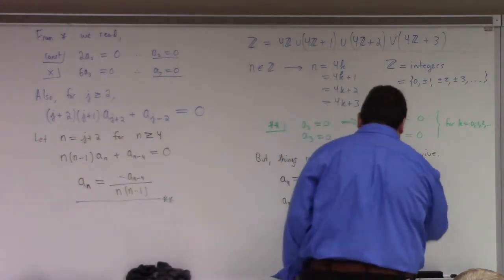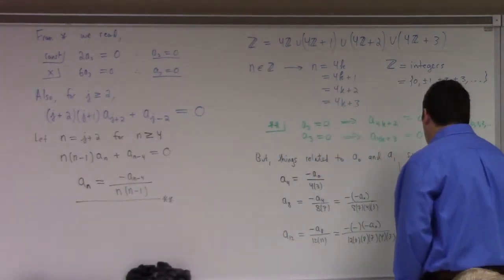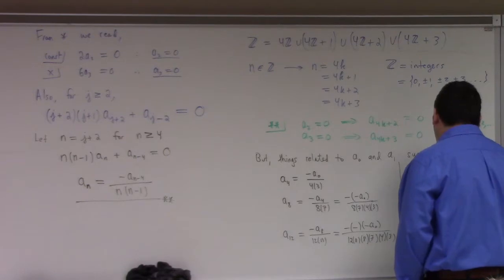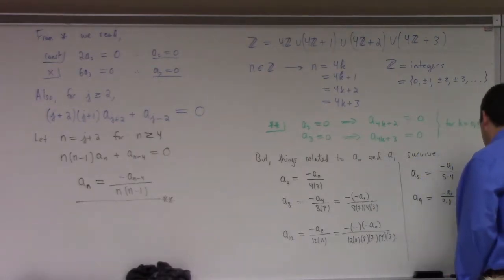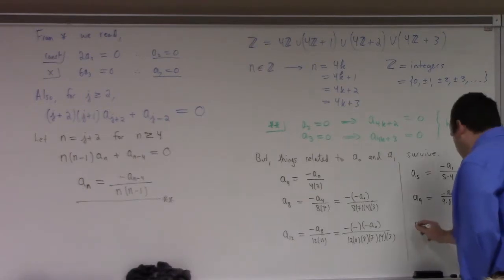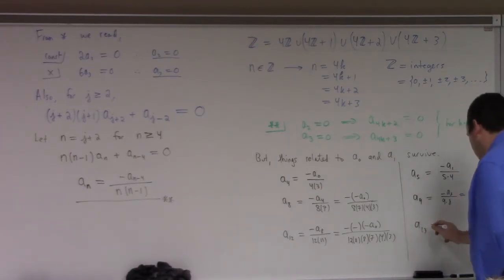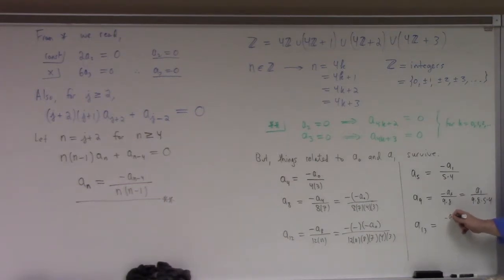On the flip side, we have a sub 5 is minus a sub 1 over 5 times 4. A sub 9 is minus a sub 5 over 9 times 8, which is, by the way, a sub 1 over 9 times 8 times 5 times 4. And a sub, let's say 9 plus 4, 13, is minus a sub 9 over 13 times 12, which is going to work out to minus a sub 1 over 13 times 12 times 9 times 8 times 5 times 4.